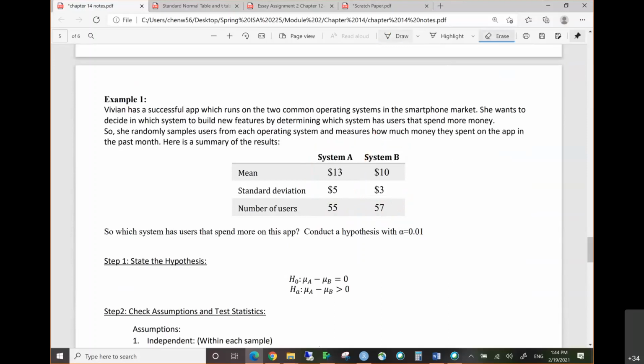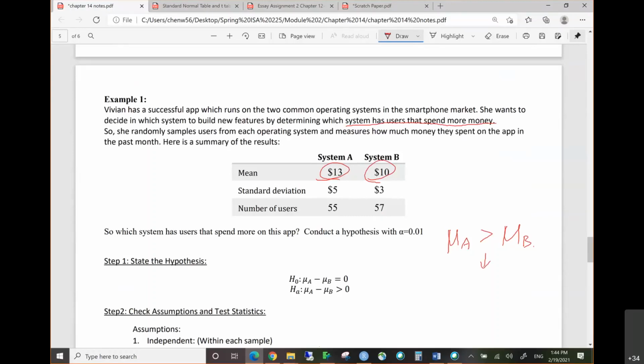And then here, I just want to know which system has users that spend more money. I don't care by what amount A is larger than B. I just want to know who is larger. So based on the sample means, it looks like system A has users who spend more money than the users using system B. So I want to test whether the mu of A is larger than the mu of B, the population mean of A larger than the population mean of B.